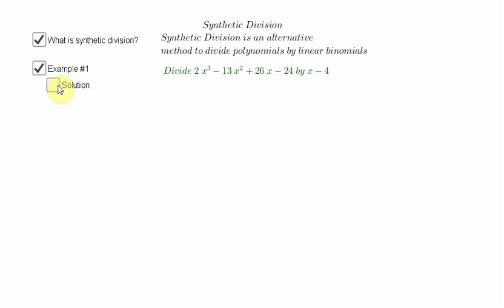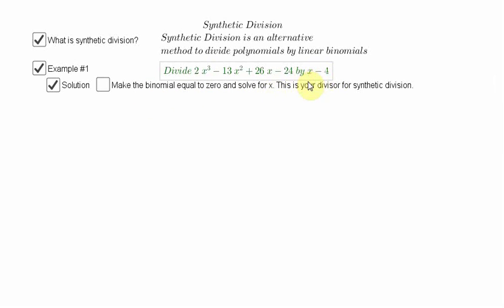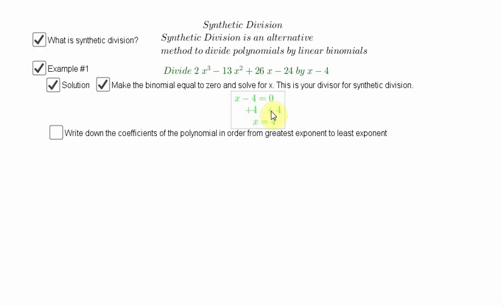To perform synthetic division, first we need to make the binomial equal to 0 and solve for x. The binomial is x minus 4. If we make that equal to 0, that means you add 4 to both sides of the equation, and x is equal to 4. This is your divisor for synthetic division.